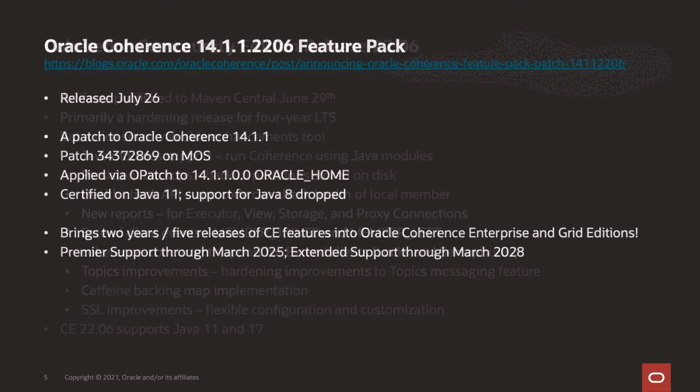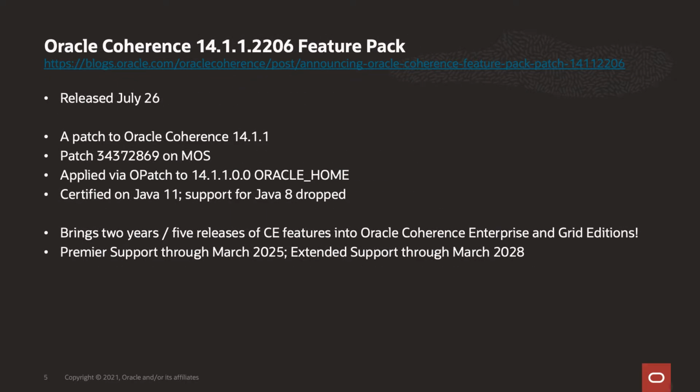And now let me talk about the Oracle Coherence 14.1.1.2206 feature pack. I've got a link again to the official Coherence blog entry announcing this patch. This was released on July 26th. It's a patch to Oracle Coherence 14.1.1, patch number 34372869 on My Oracle Support. You apply this patch to a 14.1.1.0.0 Oracle home containing Oracle Coherence.